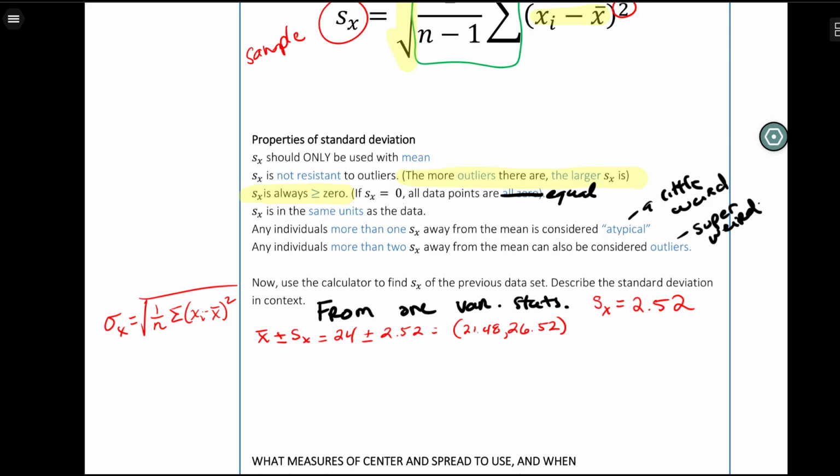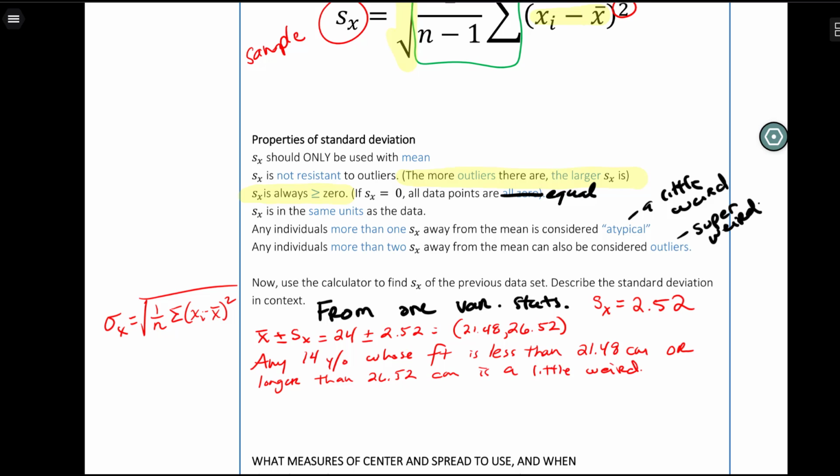So I can interpret that in this way. Any 14-year-old whose foot is less than 21.48 centimeters in length or longer than 26.52 centimeters, they're a little bit weird, right? The typical foot is going to be inside of this range. Typical is inside this range. Atypical would be outside of this range.